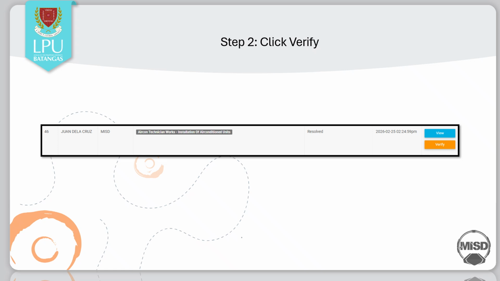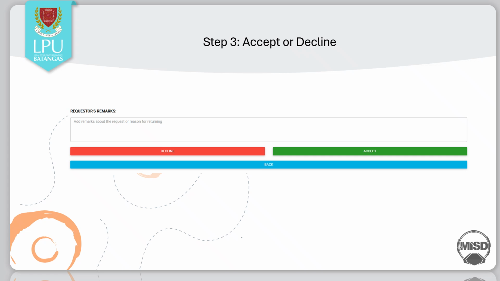On the rightmost part of the request, click Verify. At this point, you may need to see for yourself if the work is done. If it's not, then on the page you're sent to after clicking Verify, type your remarks on why the work is not actually resolved and click Decline. If you have seen and confirmed for yourself that the work request is actually resolved, click Accept instead.